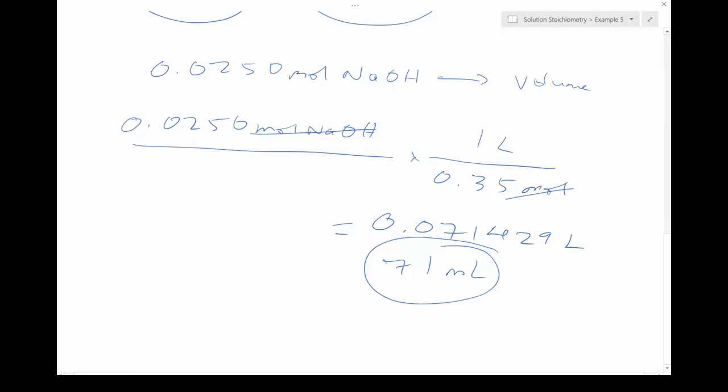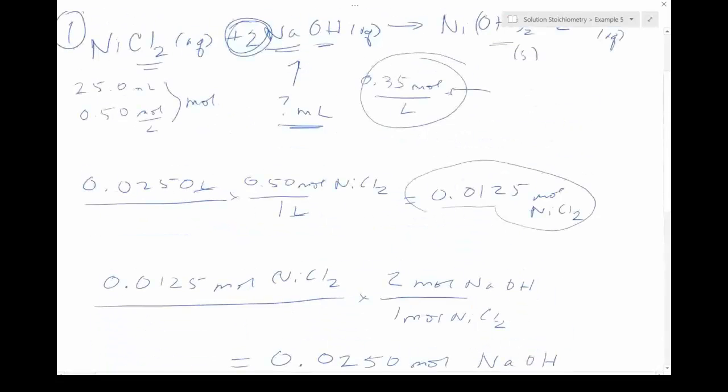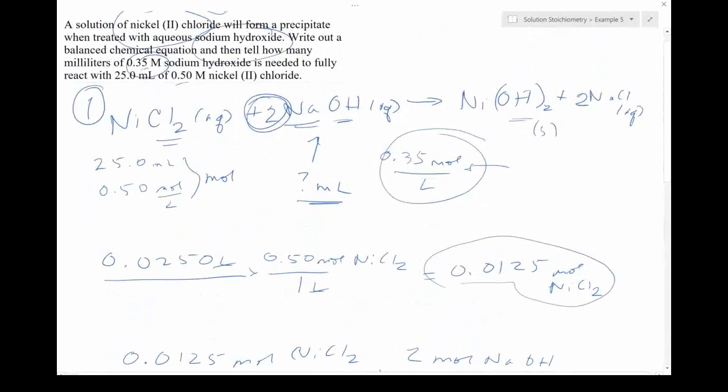Okay. Now in practice, if you wanted to be sure that you formed all the nickel(II) hydroxide, you wouldn't want to add the perfect amount of sodium hydroxide. You'd probably want to add much more so that you had an excess.